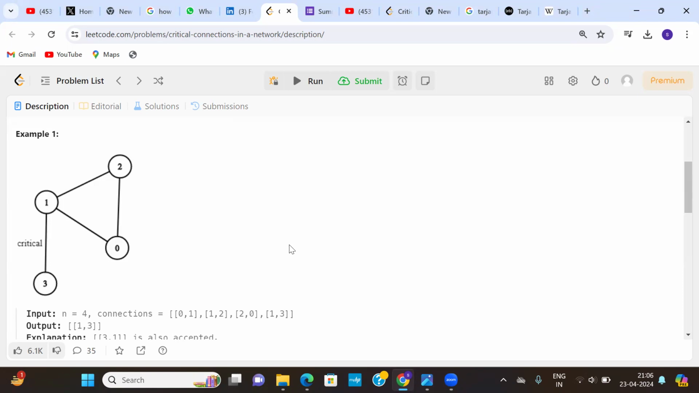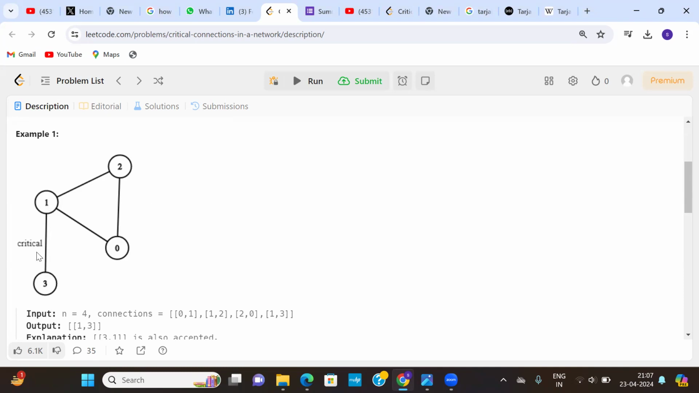If by removing any of the connections my graph turns into multiple components, meaning more than one component, it means that particular connection is a critical connection. So I can clearly see if I remove this particular connection, my graph will be broken up into more than one component. And after removing this connection, server 3 becomes unreachable.